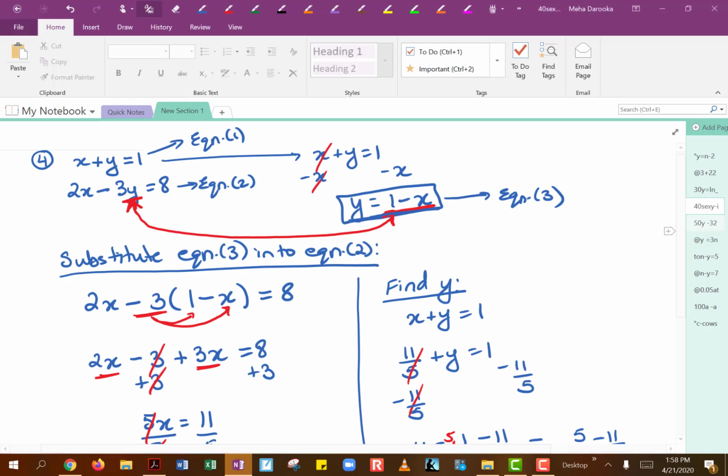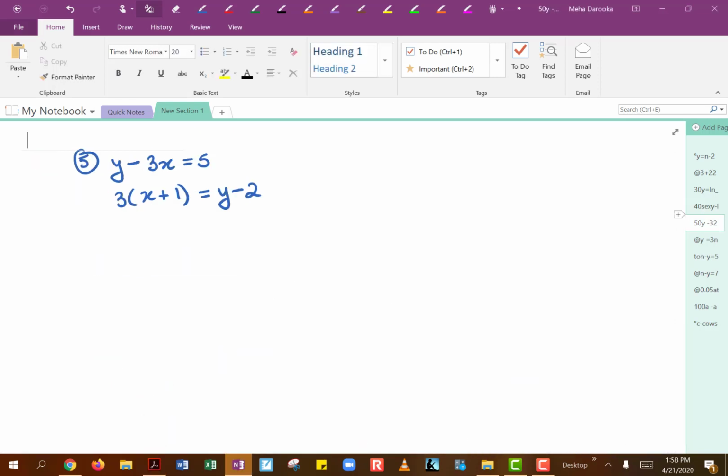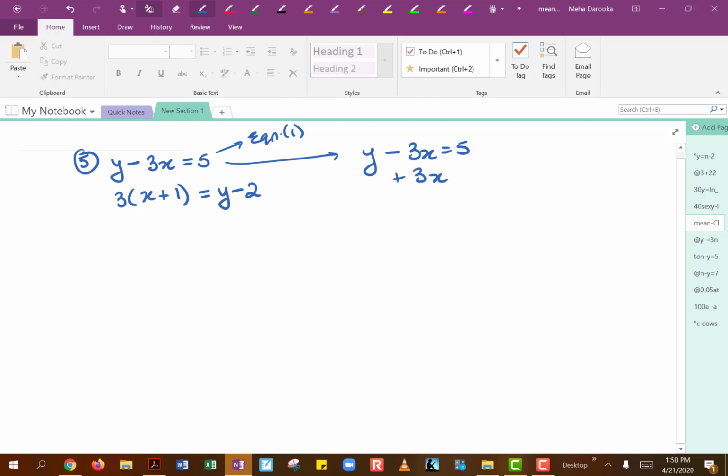So again, remember, as I said, you want to find the variable which has a coefficient of 1 when you're trying to make the substitution. So in this case, I am also going to go ahead and rewrite my equation 1 and get y by itself. So you have y minus 3x equals 5. If we just move that 3x to the other side, we can get the y by itself, and that can work for our substitution. So again, you would be left with y equals 3x plus 5, and let's call this equation 3. This guy, of course, will be equation 2.